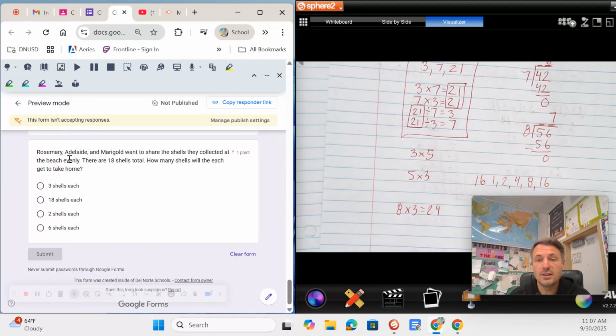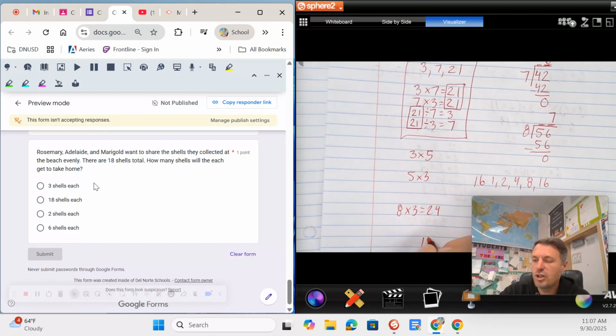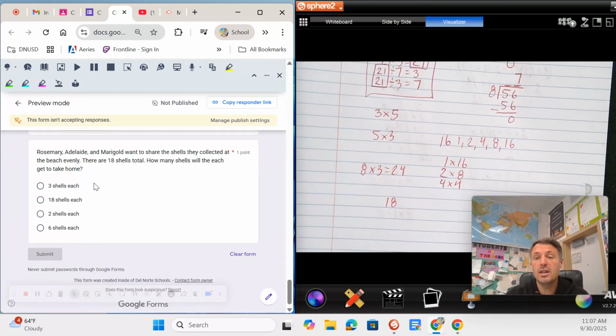Next, Rosemary, Adelaide, and Marigold want to share the shells they collected at the beach evenly. There are 18 shells total. How many shells will each get to take home? Actually, first of all, let's talk about what parts we highlight. You'd want to highlight 18 shells total. You'd want to highlight the fact that there's 3 girls, Rosemary, Adelaide, and Marigold. And then, how many shells will they each take home?